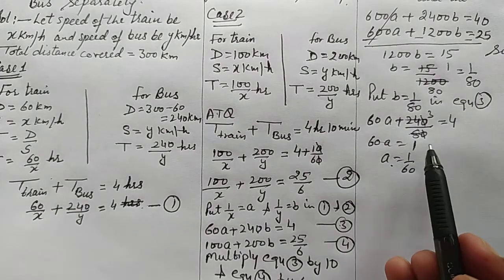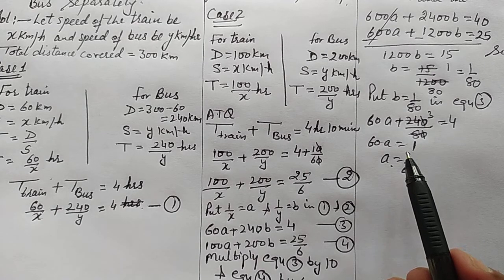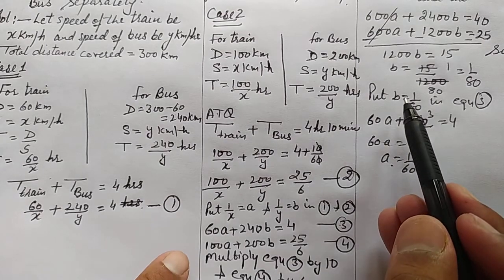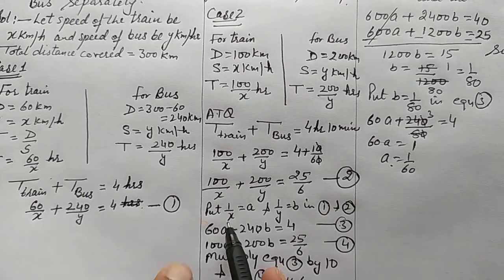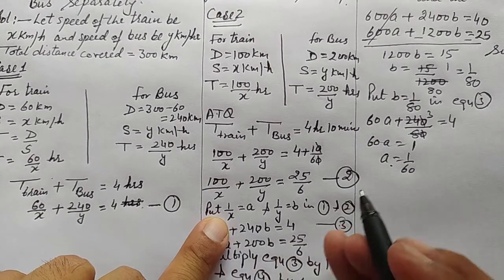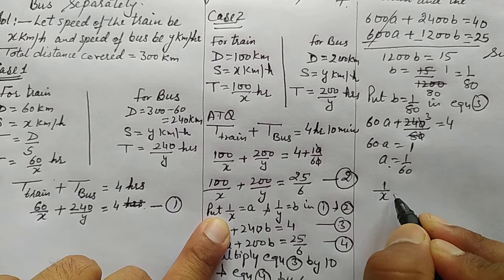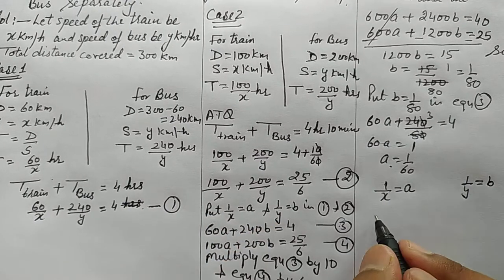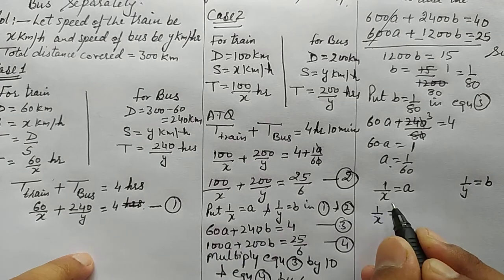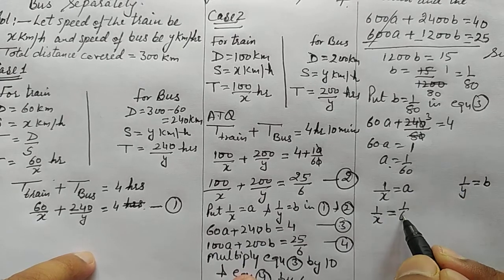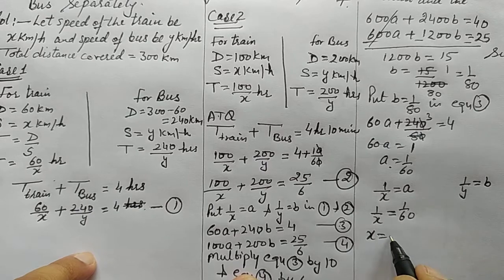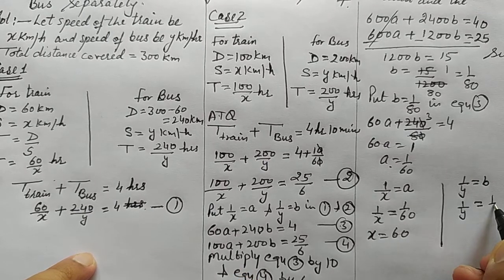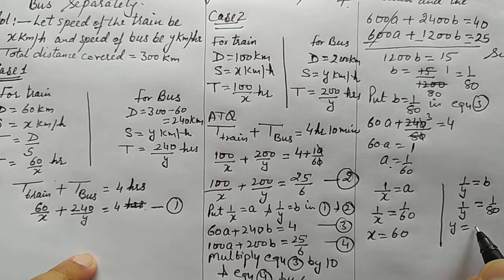So we need to find out the value of x and y from here. So we will fill these two values of a and b in this equation here. So we have assumed 1 by x as a. So we can write 1 by x as a and 1 by y as b. So if 1 by x is a, so 1 by x is, what is a here? 1 by 60. So if I cross multiply, then x is 60 from here, and 1 by y is b, b is 1 by 80. If I cross multiply, y is 80.